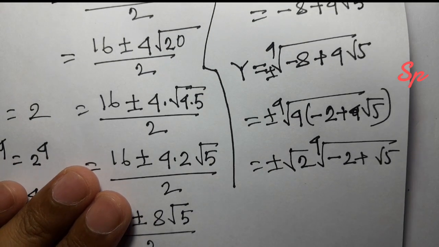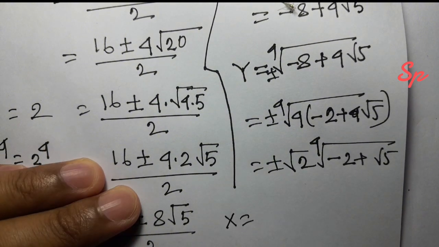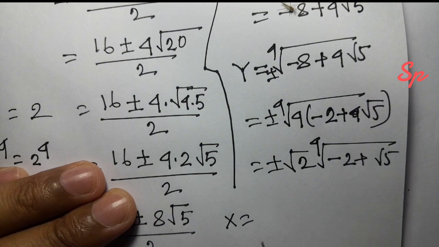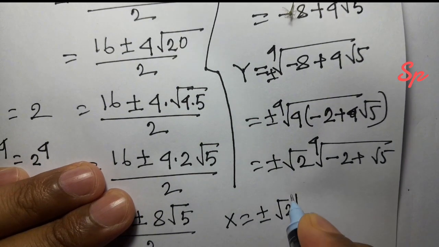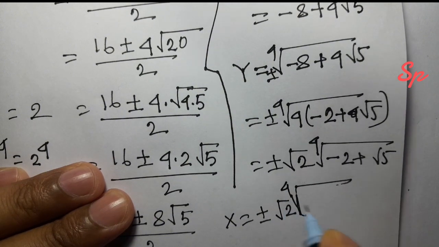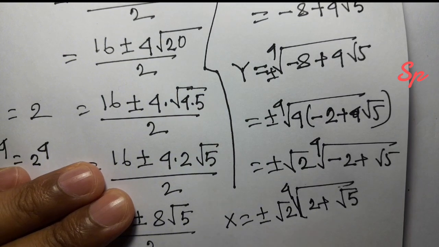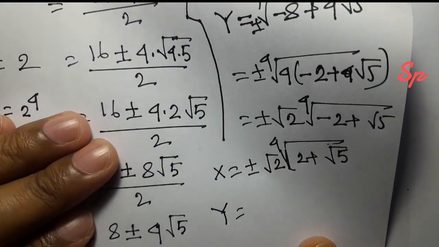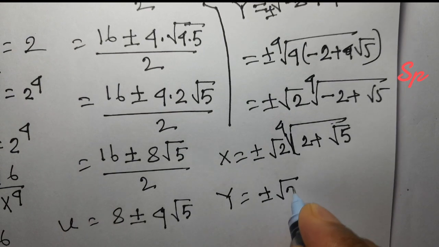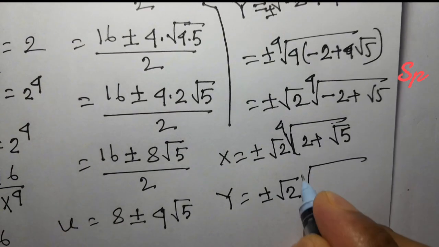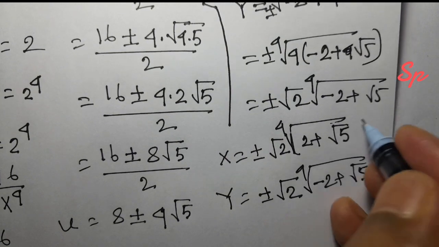So x is equal to plus minus root 2 and fourth root of 2 plus root 5, and y is equal to plus minus root 2 and fourth root of minus 2 plus root 5.